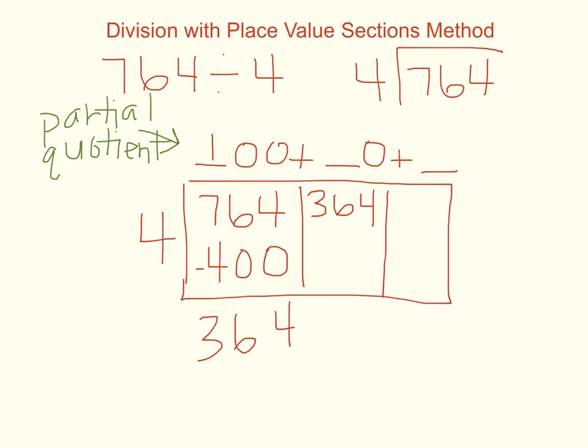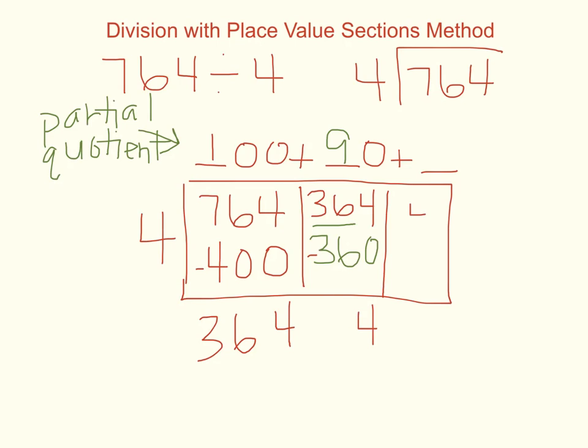Some of the kids at this point might recognize that 364 has 36 groups of 10 in it. Well, I know that 9 tens times 4 equals 36 tens, or 360. And in this case, that's as close as I'm going to get to my dividend of 364 without going over. Now I'm going to subtract 364 minus 360 to get the remainder that's left of 4.